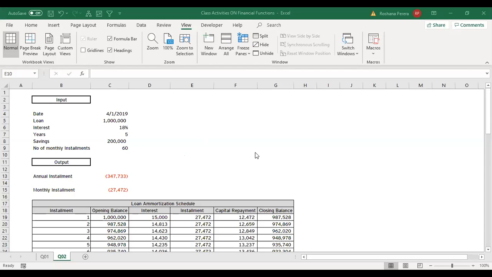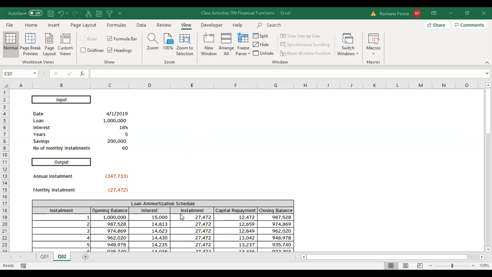Right, if I look at the question, it says that on 1st of April 2019, Pedrick Private Limited obtained a 1 million loan at an interest of 18%. You have identified the inputs. The loan should be repayable in 5 years in equal installments. Then it says that at the end of the lease term, Pedrick Private Limited wants to have a saving of 200,000 in the bank. So you have identified that as well.